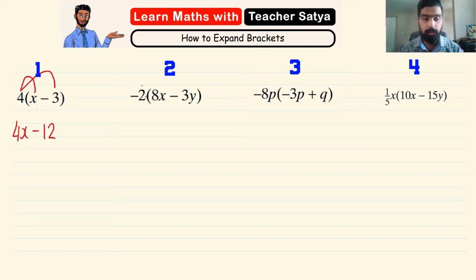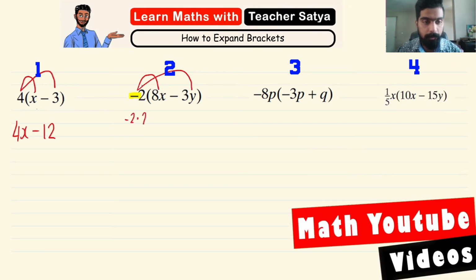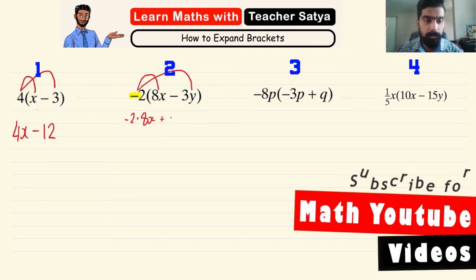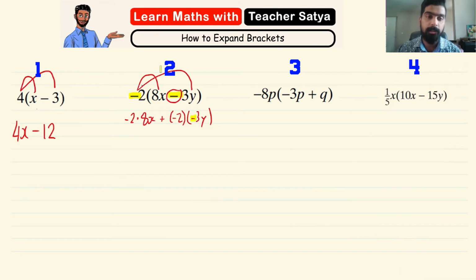Now if you remember, just previously I mentioned looking at the signs. Here we have a negative in front of the 2. So when we multiply, we'll multiply negative 2 with the first term and then negative 2 with the second term. So we have negative 2 multiplied with 8x, plus negative 2 multiplied with negative 3y. Here that's a negative, that's why this negative is also following right here. Now here's where many students make the mistake, so make sure you look into the signs very carefully.